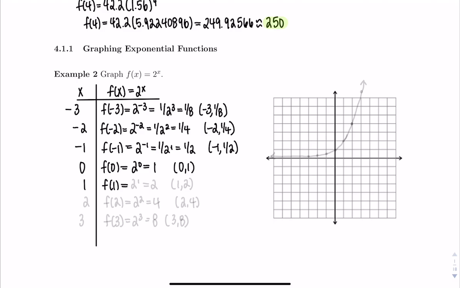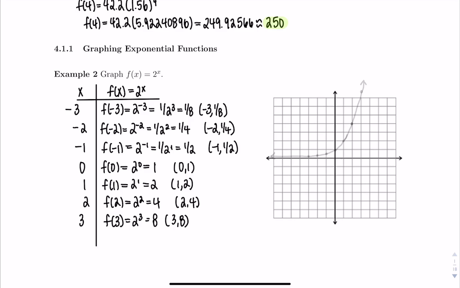F of 1 gives me 2 to the first, which is 2. F of 2 is going to give me 2 squared, which is 4. And f of 3 will give me 2 cubed, which is 8. So we have more than enough points to plot our graph.